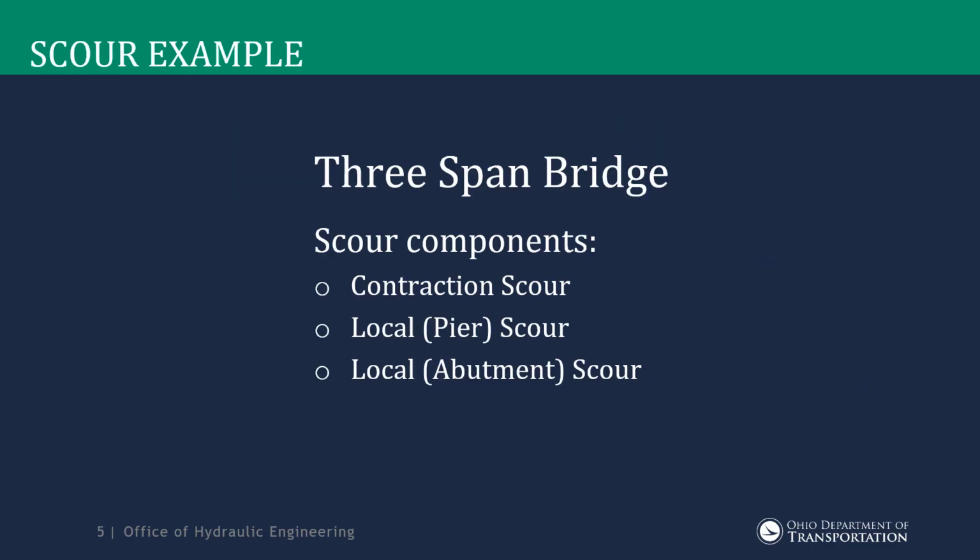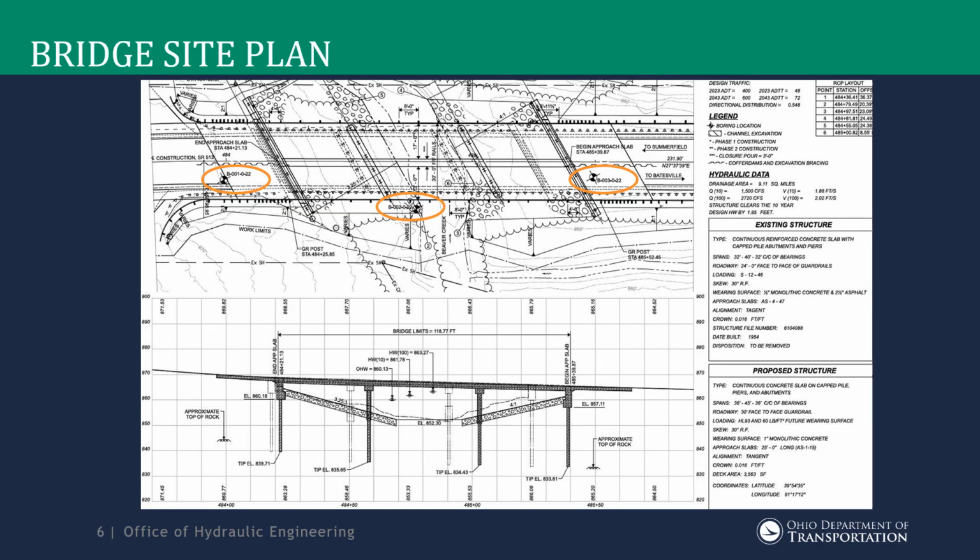Today we're going to look at a three-span bridge because it has the three scour components that we want to look into: contraction scour, pier scour, and abutment scour. We see a bridge site plan, and we can see this three-span configuration.